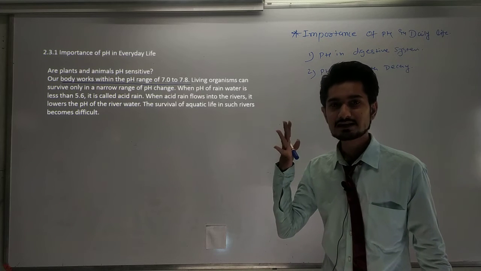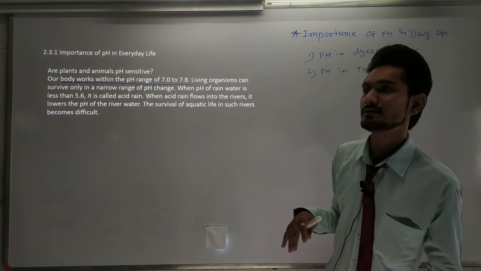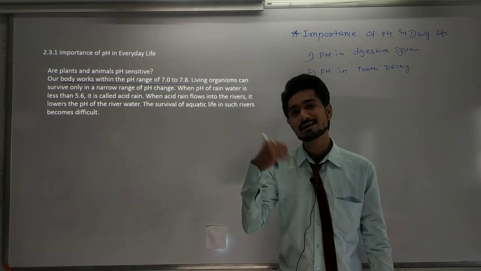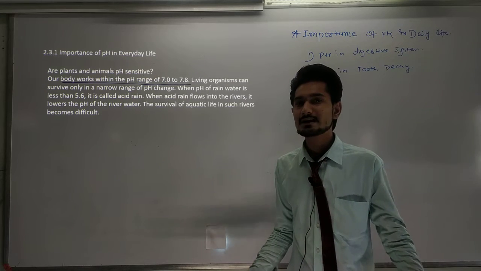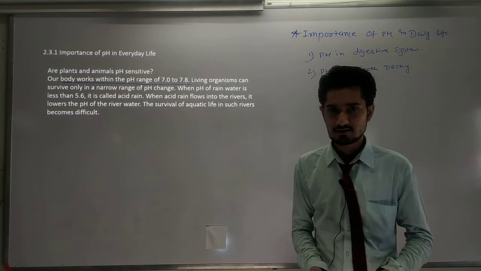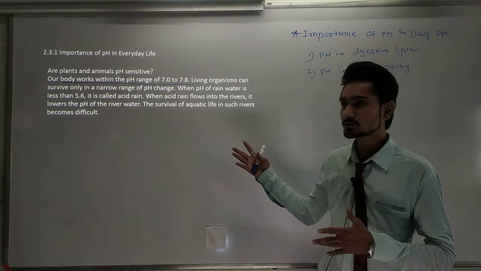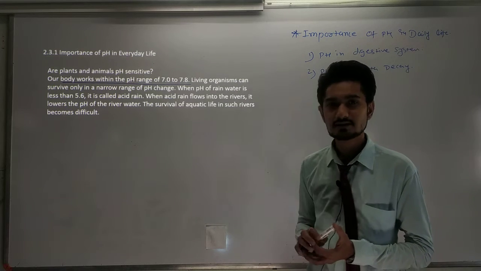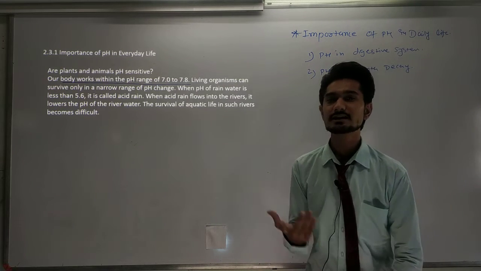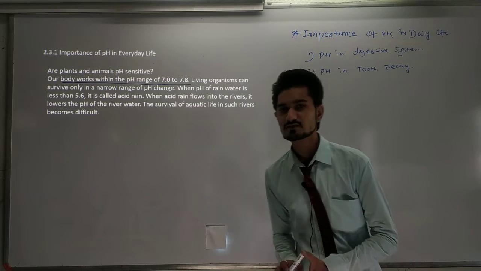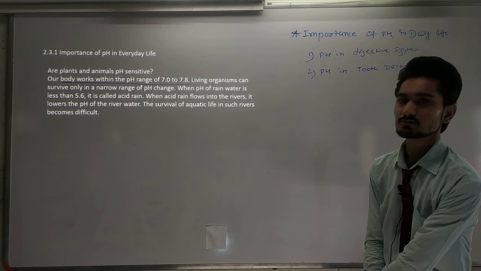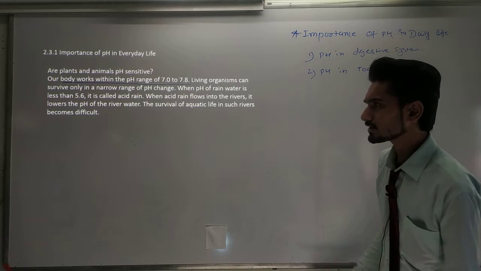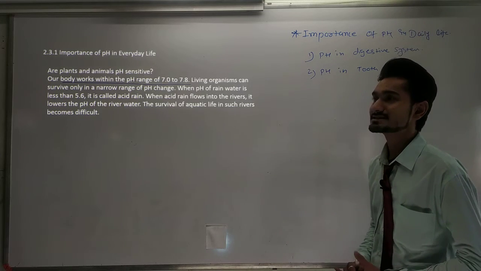If I don't understand that, then whatever I study, I can think about what happens when I drink acid into my body. Suppose that type of idea comes into your mind. So you have to understand the pH, because if you don't, then you will drink the acid, and that causes damage in your body. So for that purpose we need to understand the pH range of the body, which is 7 to 7.8. Living organisms can survive only a narrow range of pH change.